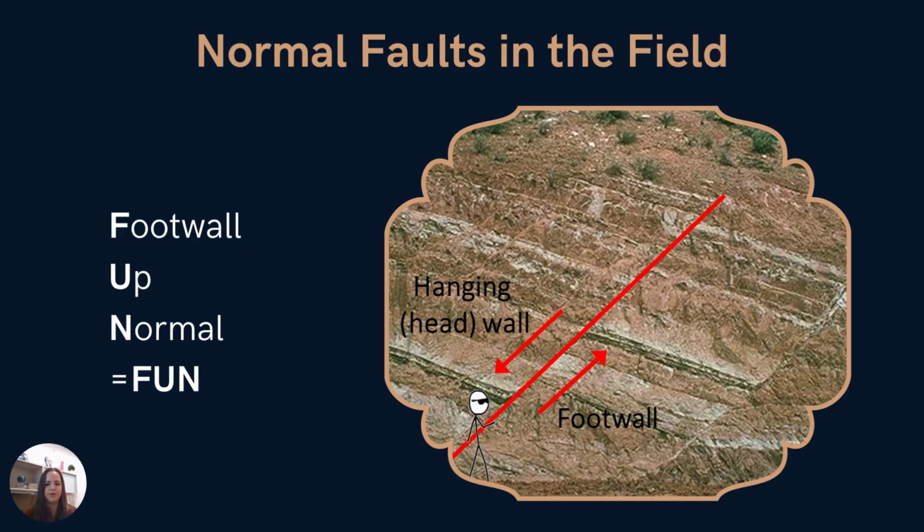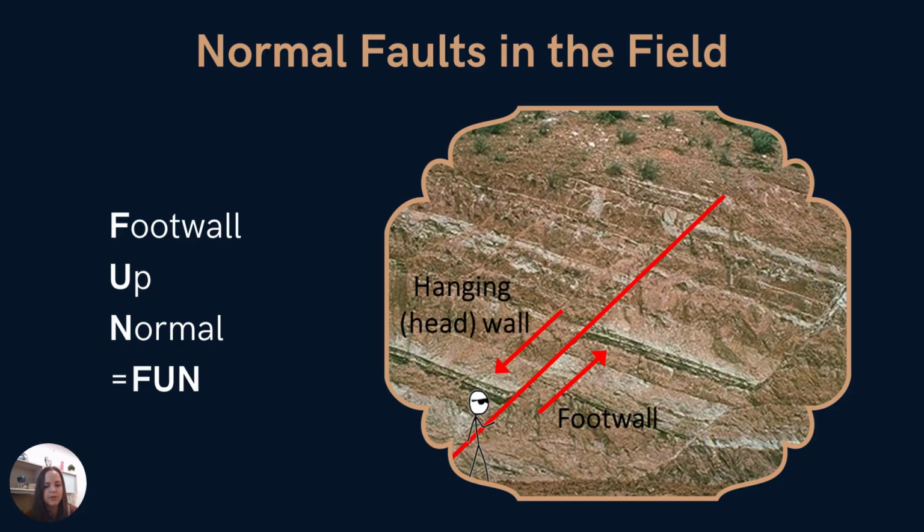He's standing in front of all your faults, standing in front of my fault. His head is at the hanging wall block, and his feet are in the footwall block. Sorry, the left-hand side is the hanging wall block, and his feet are in the footwall block on the right-hand side. As you can tell, the marker bed on the footwall block has moved up, and the marker bed on the hanging wall block has moved down. So an acronym you can use is FUN, footwall up normal. If the footwall has moved up, it's a normal fault.